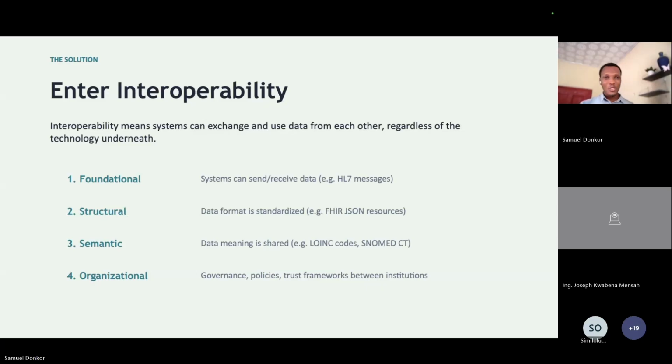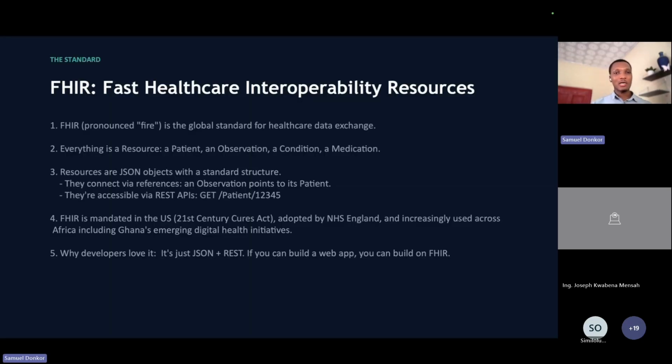So we've covered a lot already. I would want us to get into the technical bit. Let me introduce you to something called FHIR, right? FHIR is the short-hand form for Fast Healthcare Interoperability Resources. We already mentioned resources; they are a standard way of representing patient data. It's pronounced FHIR, like fire, and it's the global standard for healthcare data exchange.